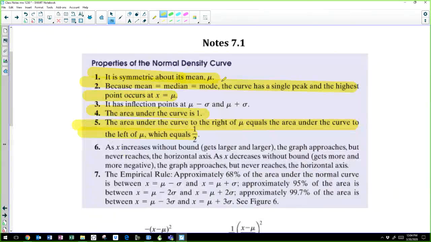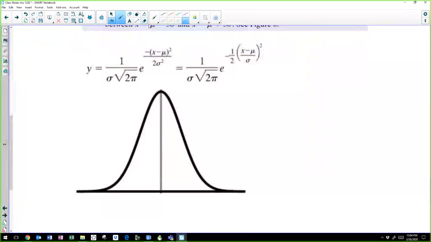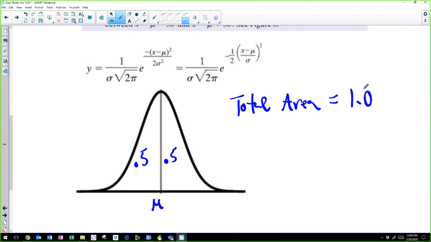Number one says it's symmetric about the mean. So what that means is that the mean is right in the center, and the area over here is a half, the area over here is a half, and the total area is 1.